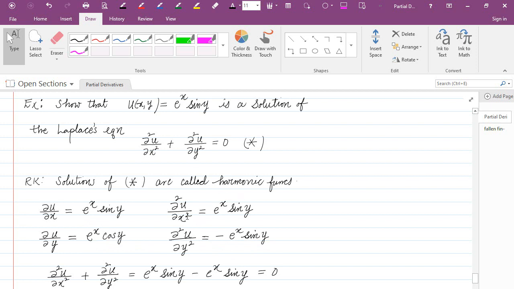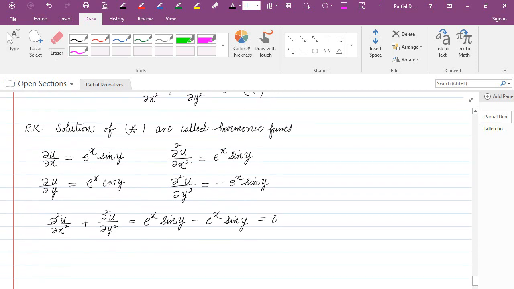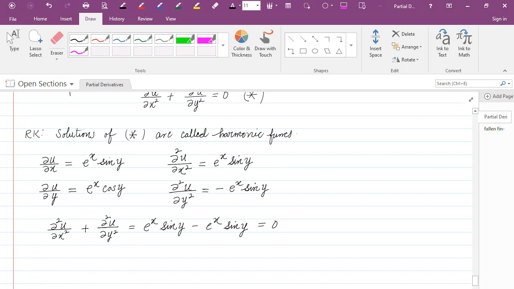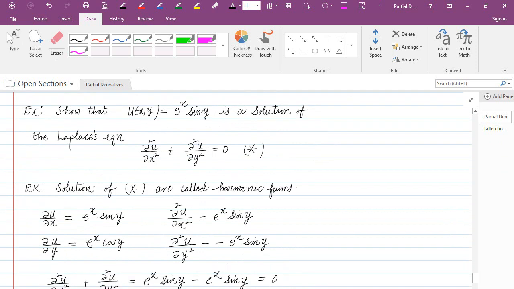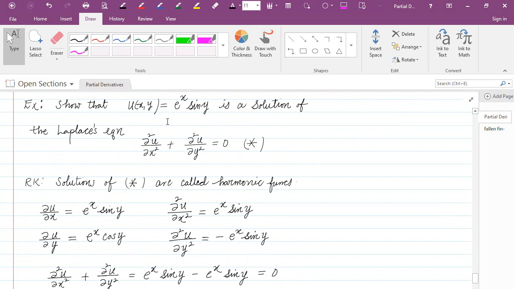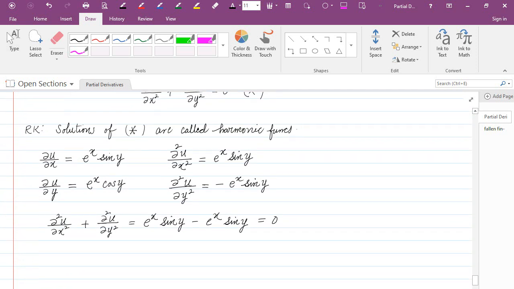So now if I add the second partial derivative of u with respect to x plus the second partial derivative of u with respect to y, we see that we get 0. So indeed the function e to the x sine y satisfies the Laplace equation, and therefore it is a harmonic function.